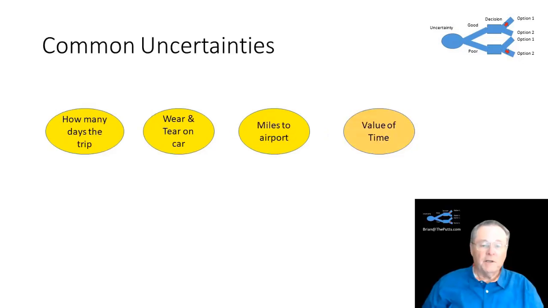There are some other uncertainties that we're going to need in the model, like how many days is the trip? If I drove myself, would I park for 1 day or 6 days or whatever? There's the wear and tear on the car. I need to know the miles to the airport. And maybe as a sensitivity, we'll ask the question, what is the value of my time? We'll look at that at the end. So with that, let's flip over to the model.